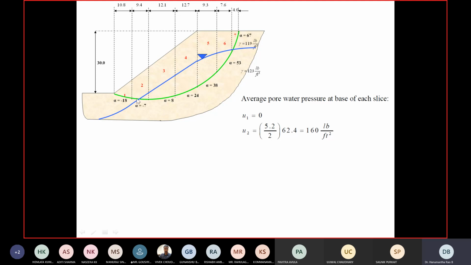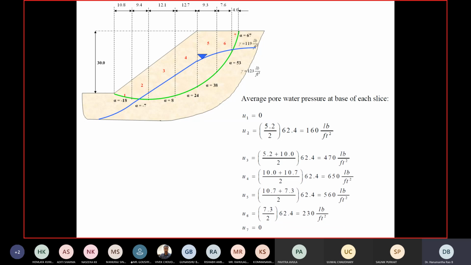Now corresponding to slice number 2, it is for only a certain portion of slice number 2. U2 is nothing but 5.2 divided by 2 into 62.4. This is the unit weight of water in pounds per cubic feet. So this is 5.2 by 2 into 62.4, the total pore water pressure corresponding to slice number 2.